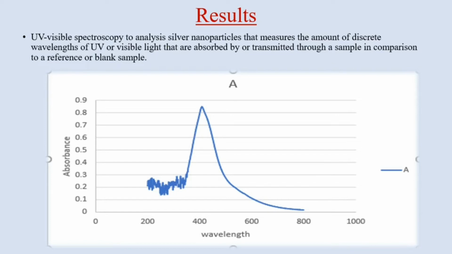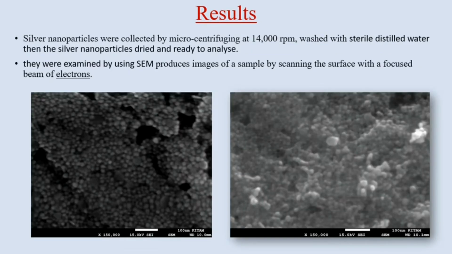They lie under the normal range of silver nanoparticles, which indicates that these silver nanoparticles are reliable to consume. Silver nanoparticles were collected by microcentrifuging, washed with sterile distilled water, then dried and made ready to be analyzed. They were examined using a scanning electron microscope, which produces images of a sample by scanning the surface with a focused beam of electrons.